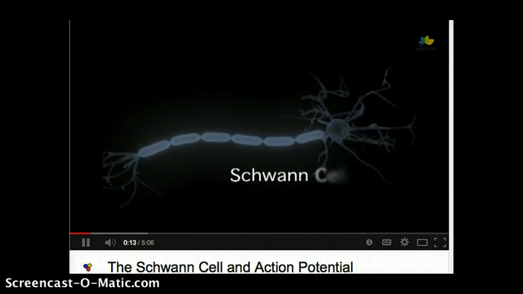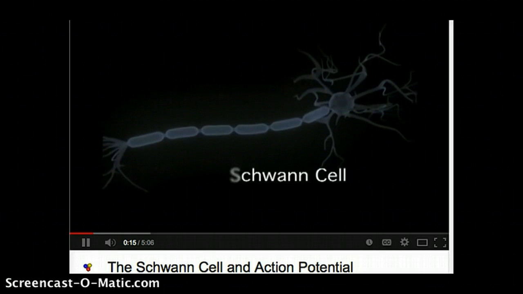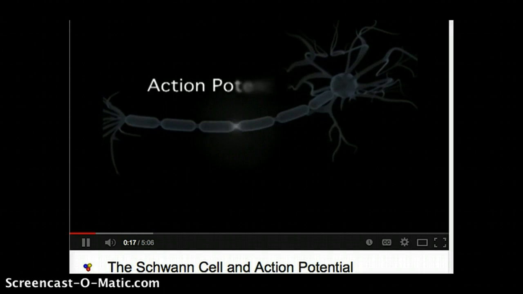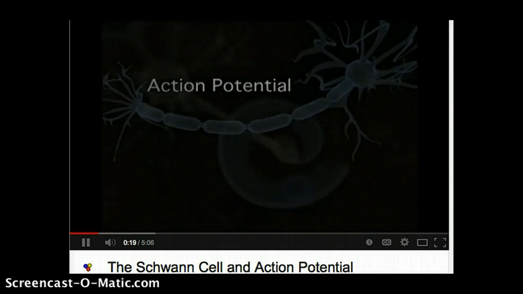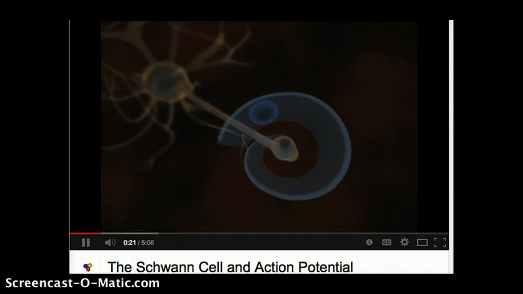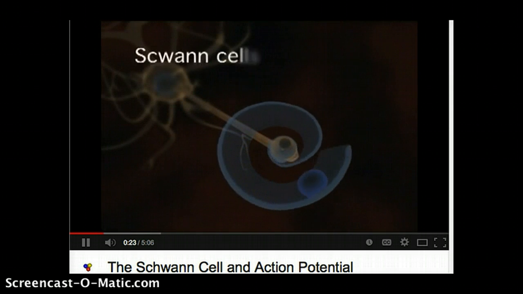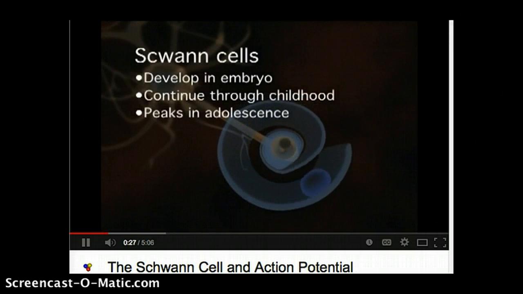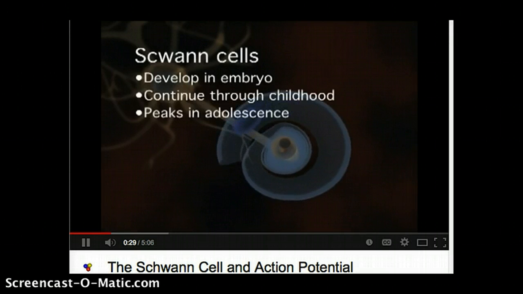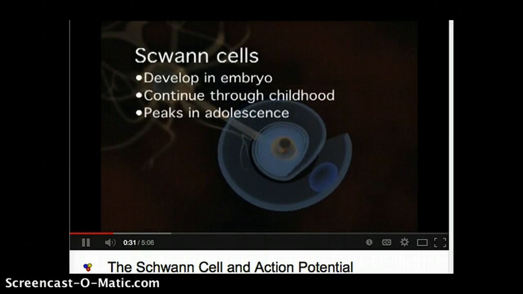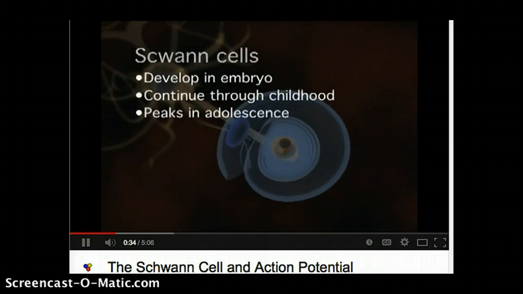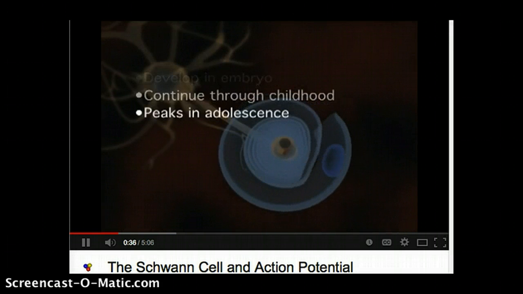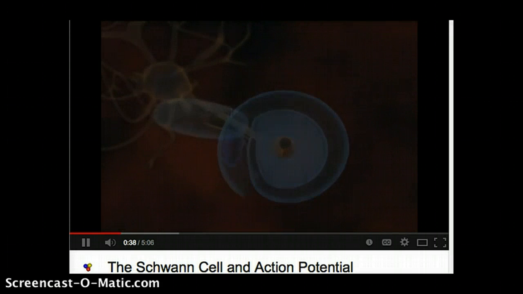This is helpful if you already have a good understanding of the Schwann cell and the electrochemical process of the neuron, called the action potential. The Schwann cell forms a protective covering around the axon. Schwann cells start to develop in the embryo and continue to increase the wrapping around the axon through childhood. This development increases the thickness of the wrappings, which peaks in adolescence. This is why teenagers have such quick responses.